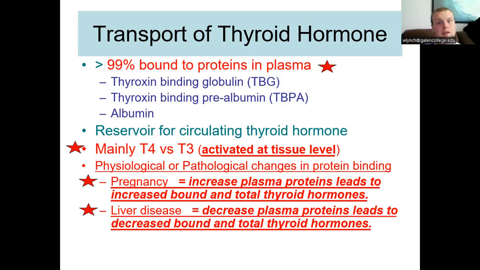Liver disease is going to mean that plasma protein production is downregulated. Liver dysfunction is going to cause less liver activity. Less liver activity means less production of plasma proteins. Less plasma proteins means that there's going to be less thyroid hormone bound in the bloodstream. And that also leads to less total overall thyroid hormone.